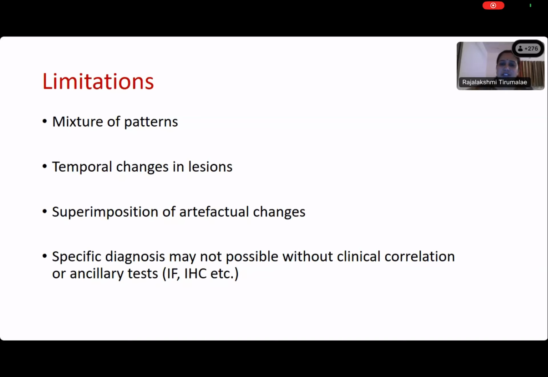Now, superimposition of artifactual changes. So the effect of itching, rubbing, lichenification, etc., can confound the original diagnosis. And this is something which we have to keep in mind. And of course, where necessary, we need to resort to ancillary methods.